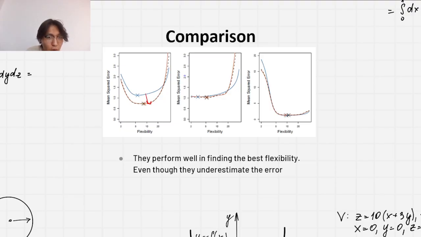Except we tend to underestimate the error, but it's not important because what we actually care about is finding the level of flexibility that we need, which is not that different from the true value, as we can deduce from these graphs. Especially the rightmost graph, we see that it's almost the same. Even though they underestimate the error, we don't actually care about the true error. We care about which flexibility gives us the least error.